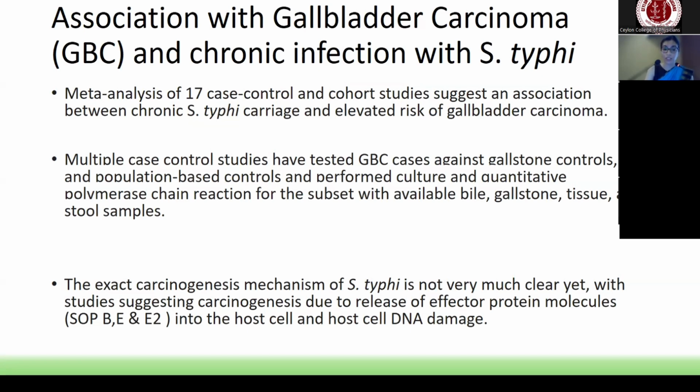The exact carcinogenesis mechanism of Salmonella typhi is not very clear, but studies suggest carcinogenesis due to release of effector protein molecules secreted into the host cells and causing host cell DNA damage.